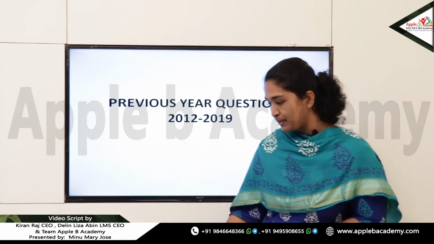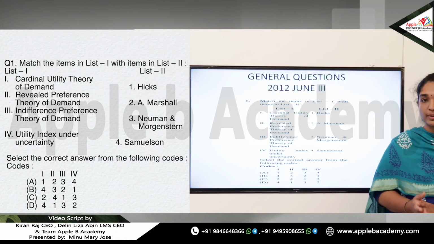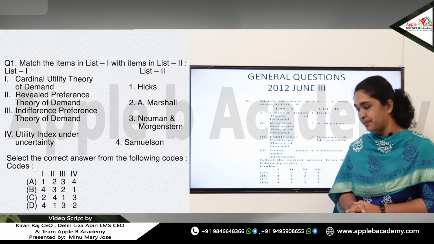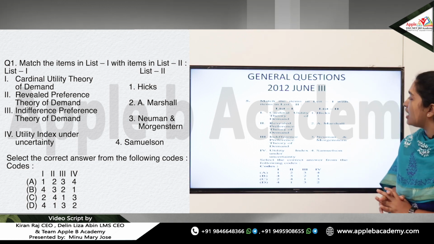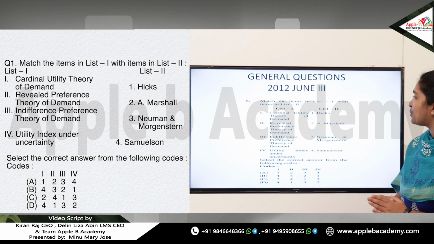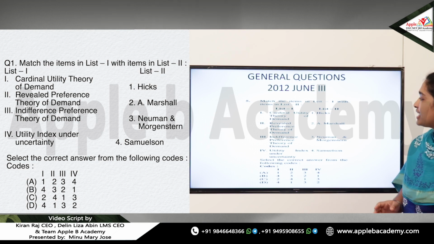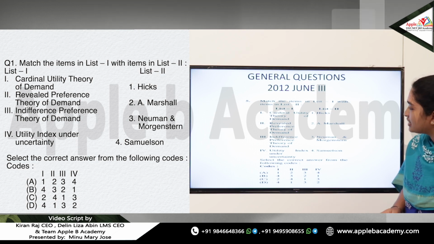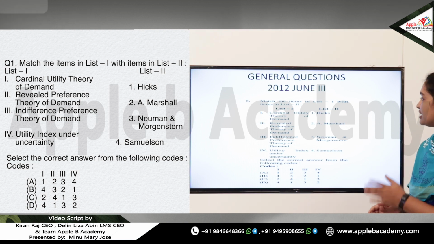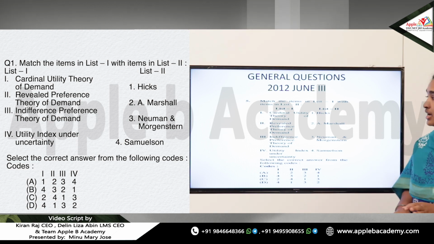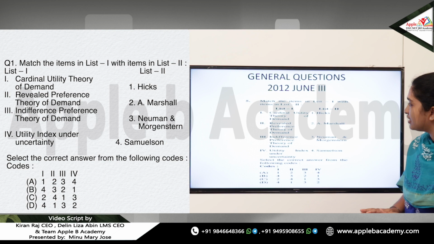So the first question would be from 2012 June paper 3. The question is: match the items in list 1 with the items in list 2. That means list 1 includes the theories that we have already discussed, and list 2 includes the proponents of that theory. The question is about matching the right ones.